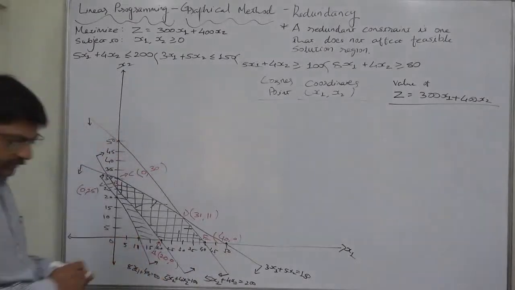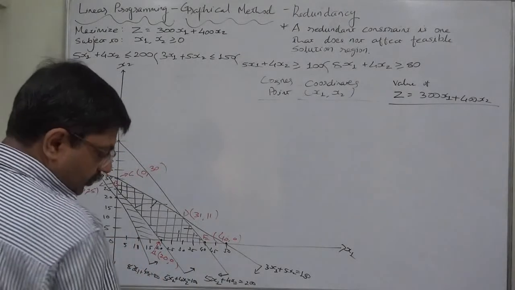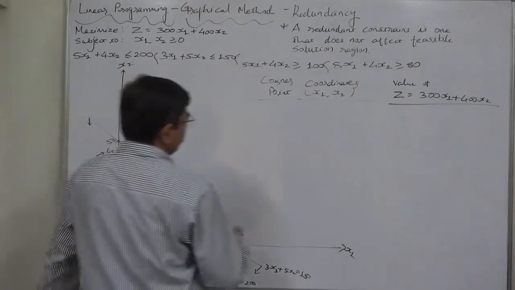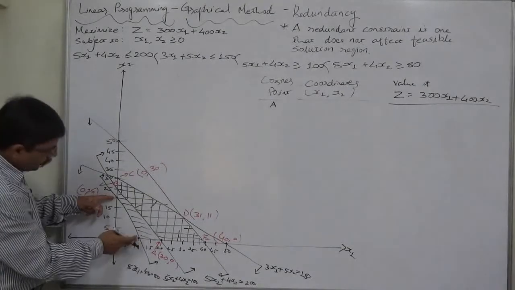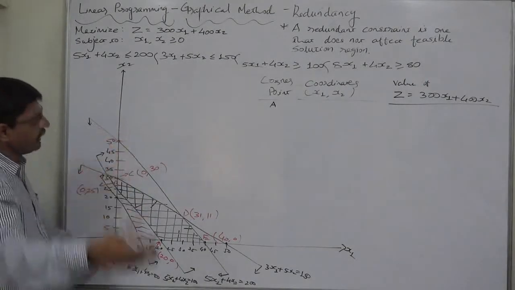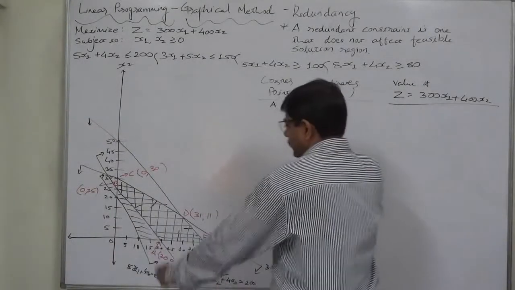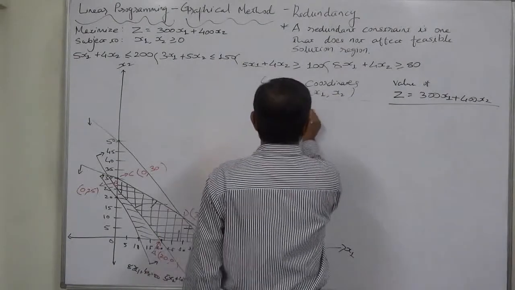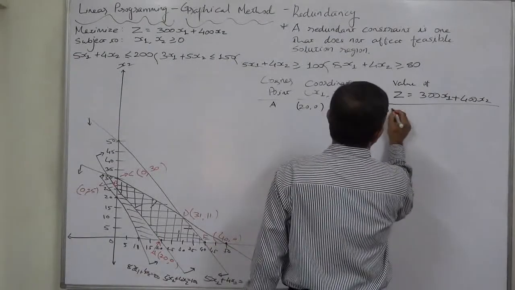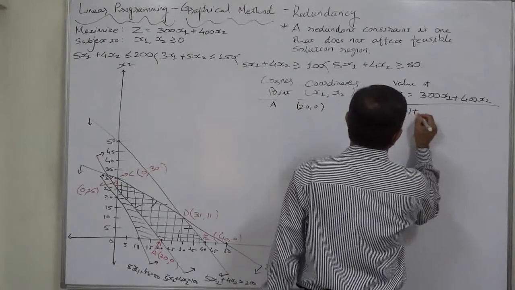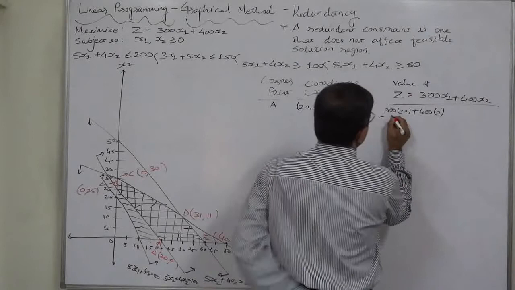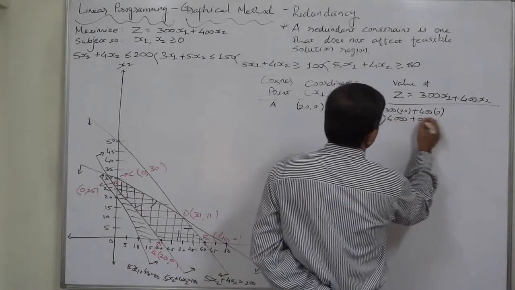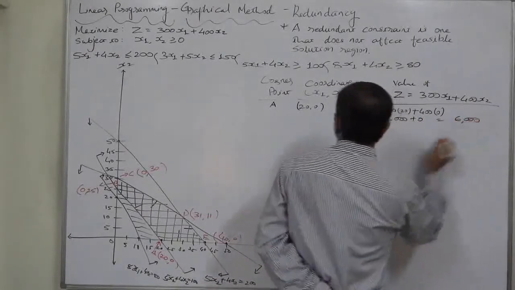It's very clear. Now let's substitute all this in Z function. I am ignoring these 2 points. I am going to discuss them later on. But first of all, let's go with these points 20 and 0. 300 into 20 plus 400 into 0, that is 6000 plus 0 equals to 6000.